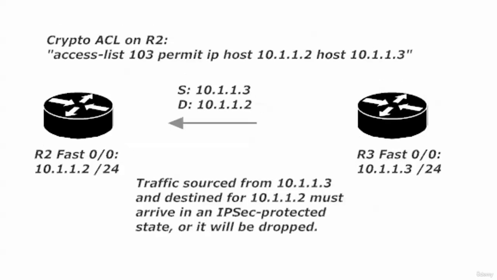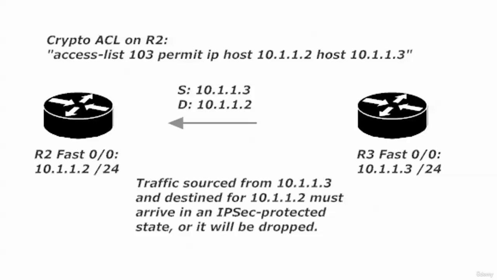Here's the backwards part that you have to watch, because router 2 is also looking at inbound traffic on that same interface. And it's reading the ACL lines backwards. It's considering the 10.1.1.3 to be the source and 10.1.1.2 to be the destination when it is talking about incoming traffic. So when router 2 does that, it's saying, hey, traffic sourced from 10.1.1.3 and destined for 10.1.1.2, it better come in IPsec protected or I'm going to drop it. That's the part that takes a little getting used to with crypto ACLs.